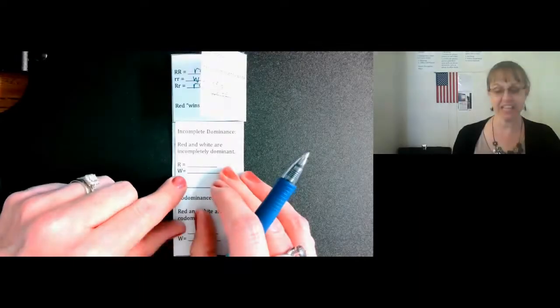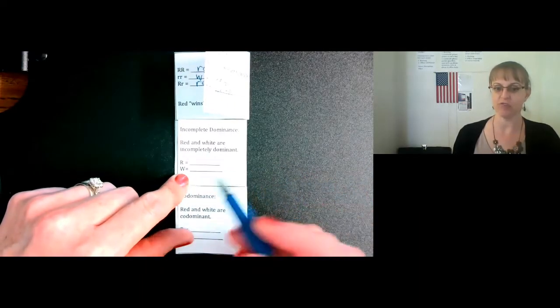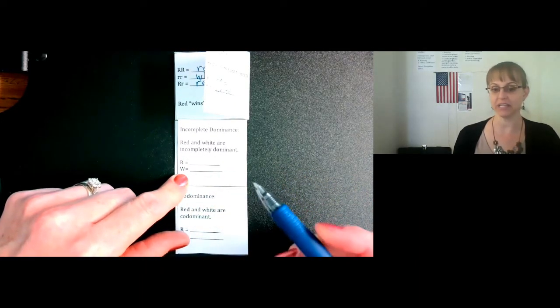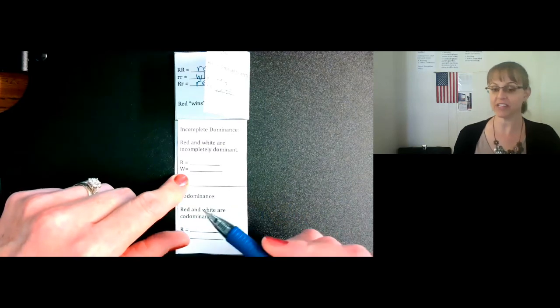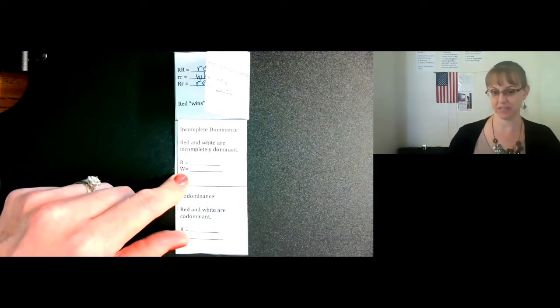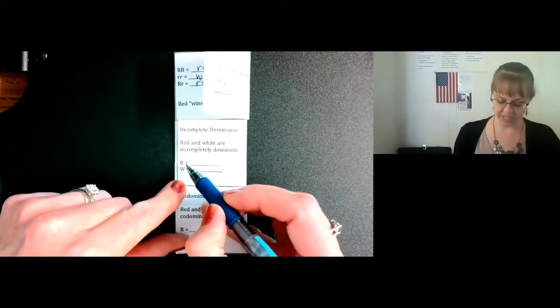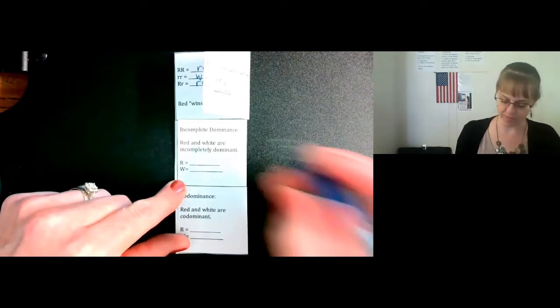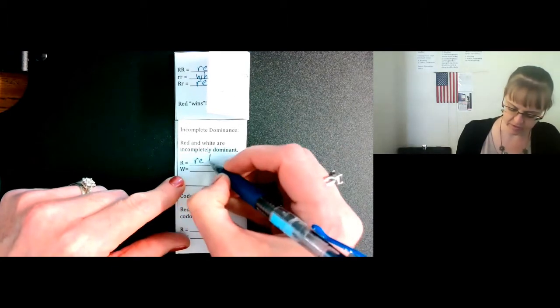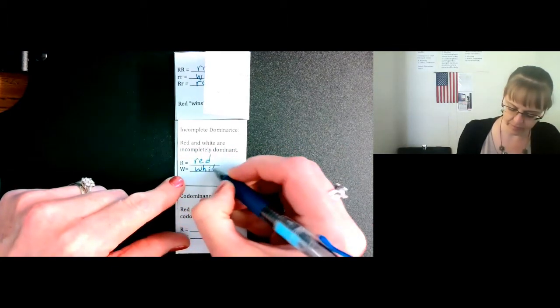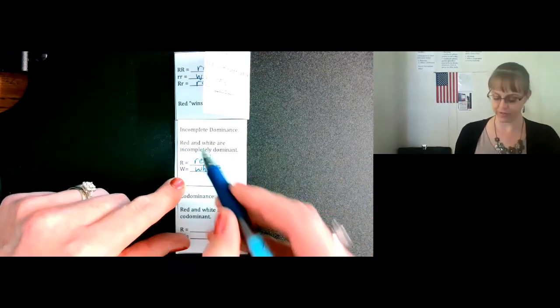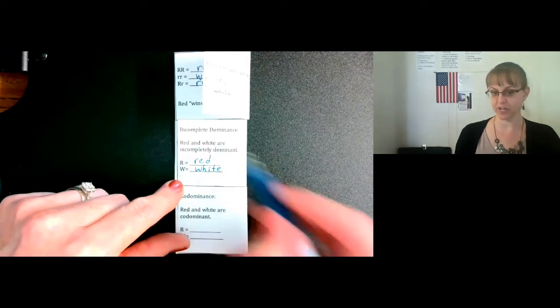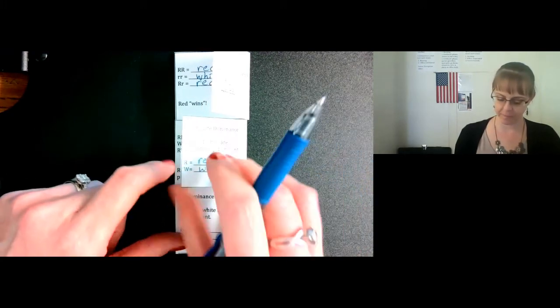What if we have incomplete dominance? Red and white are incompletely dominant. So red is dominant and white is dominant. Since they're both dominant, we're going to use a capital R for red and a capital W for white. Notice we have 2 different letters for incomplete dominance.